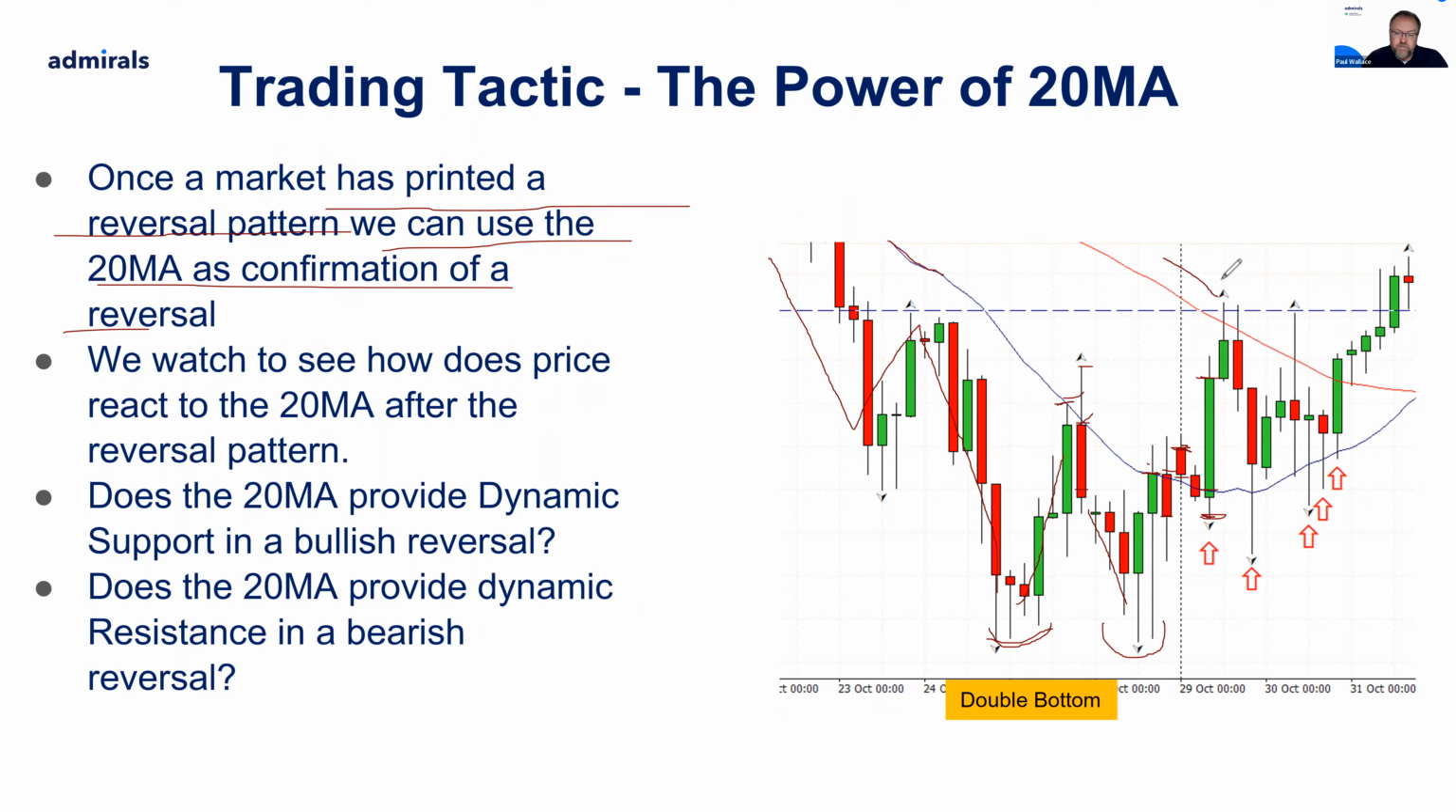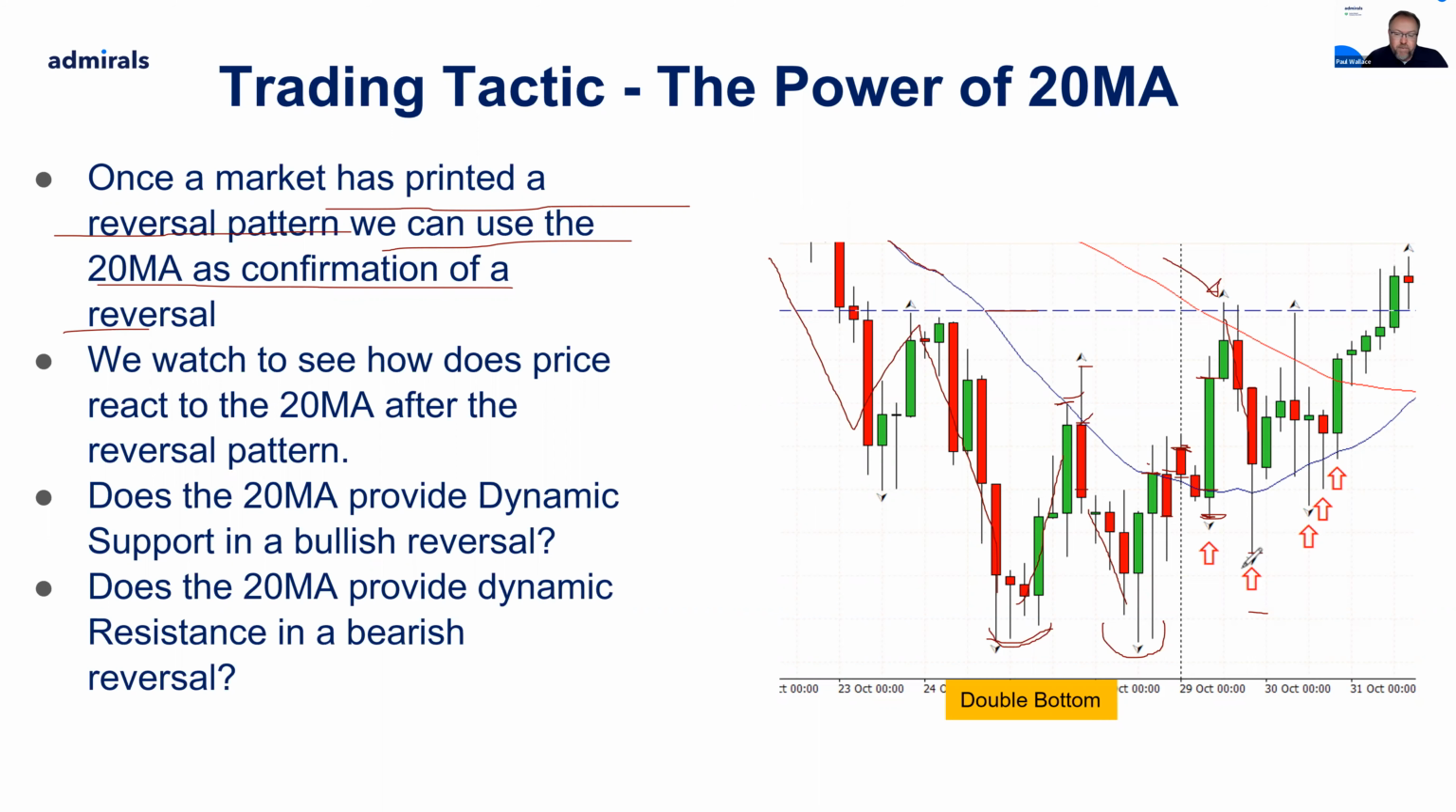Price rallies up to the 50, where there's a resistance level, and then price comes down again. But look what happens on this particular session. Price effectively opens and falls all the way down here.